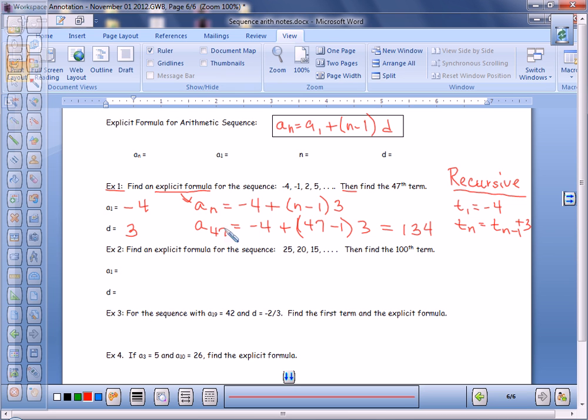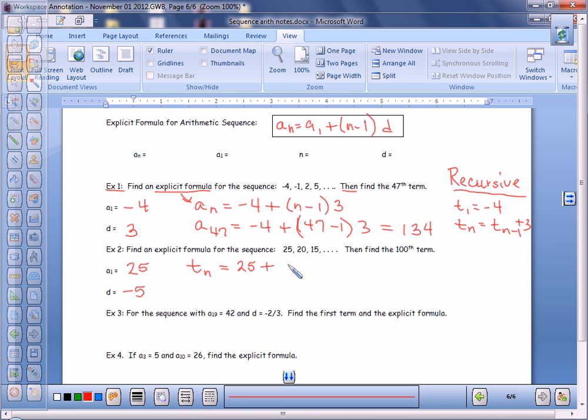All right, number 2. What is the first term in number 2? 25. What is the common difference? Negative 5. Good. So what would the formula be? T sub n equals 25 plus n minus 1 times negative 5.